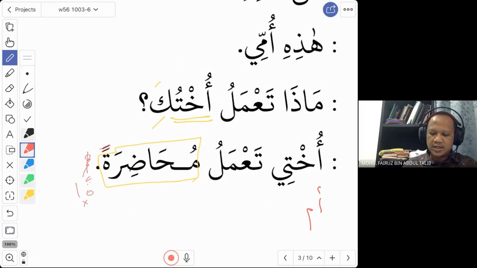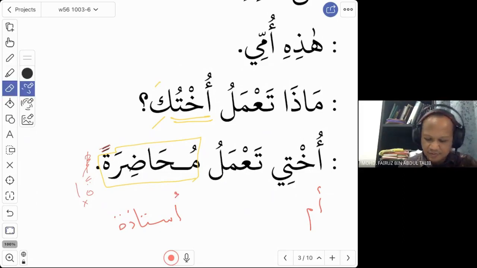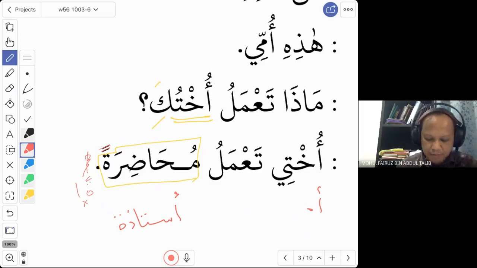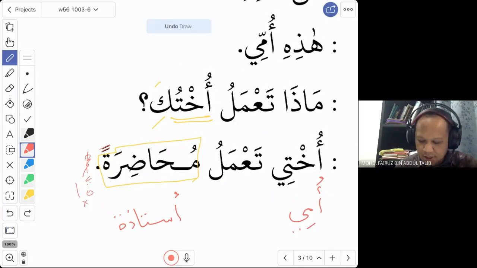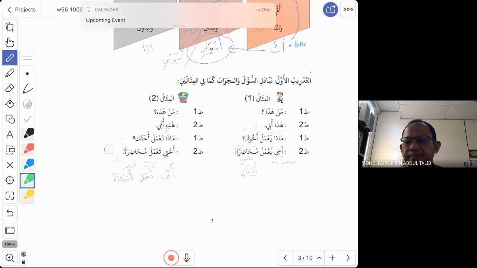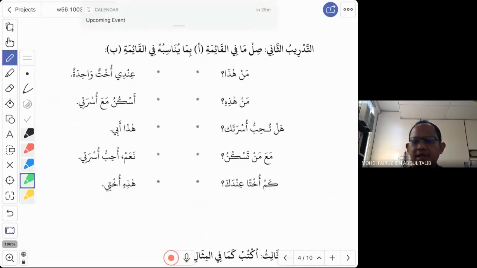Now, try this. Change this to my mother. My mother works as, okay, we try the word ustazah again. Ustaz for female, ustazah. What is the sentence now? Ummi ta'malu ustazatan. Naam, syukran Sarah. Ummi, correct. Ummi, no syaddah. Syaddah is here. Ummi ta'malu ustazatan. Yes, correct.